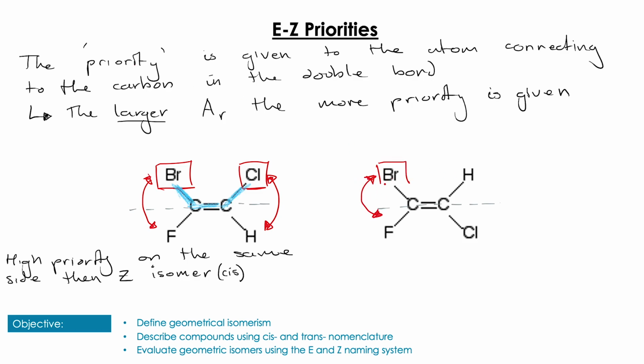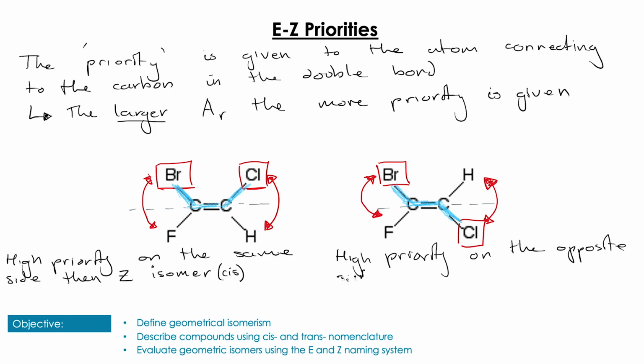However, we could also call it cis as it's got a hydrogen. Now, looking at the molecule on the right hand side, we see that the hydrogen and chlorine have swapped, so the priority on the right hand side has swapped, so it goes across the double bond. Now, if the high priority groups are on the opposite side, then we're going to have the E or the trans isomer. Let's do some examples to have a look at some of the details of this system.